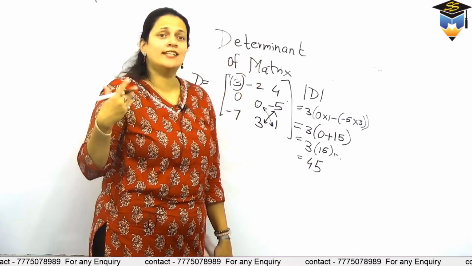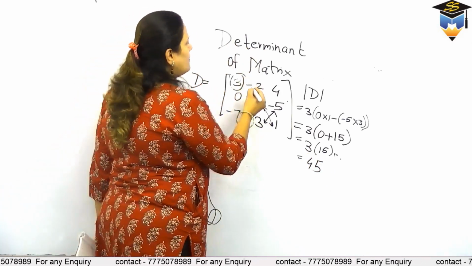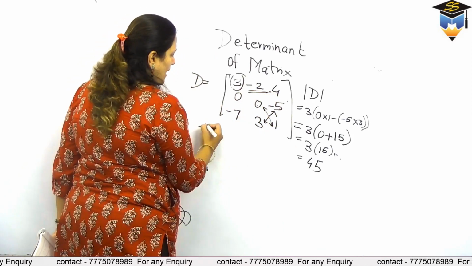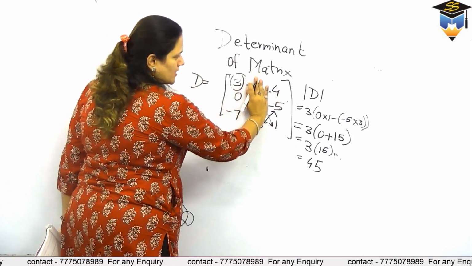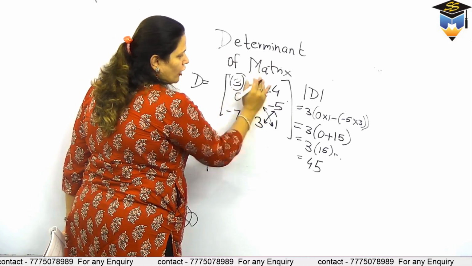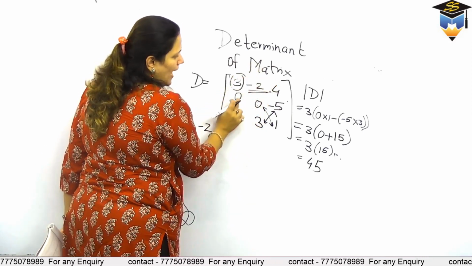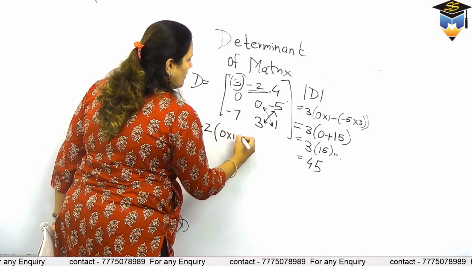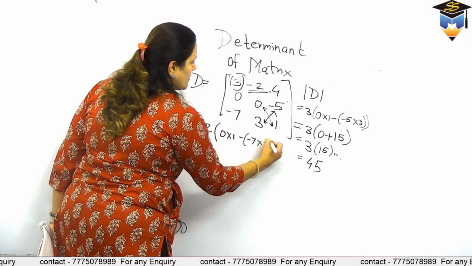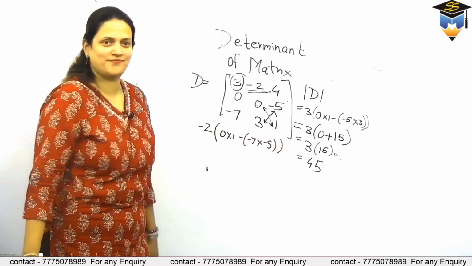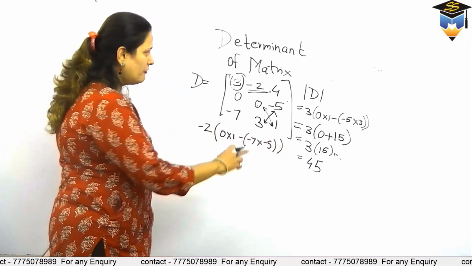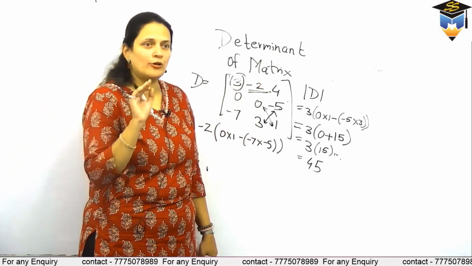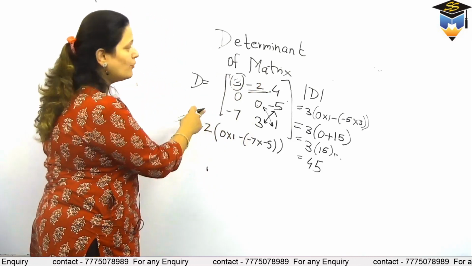So if I take the next element, okay, next element is going to be my -2. So how am I going to do it? For -2, just skip that particular column and that particular row and take the next elements. So in this case it is going to be 0 into 1 minus of -7 into -5. Okay. So while taking the middle element, first we are going to learn how to find out the values.